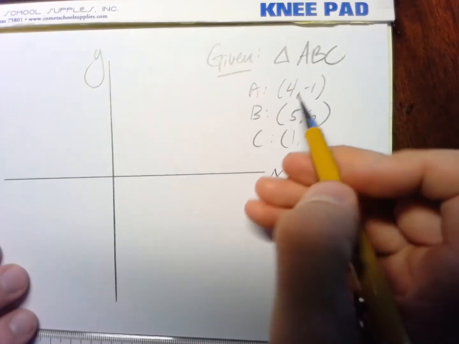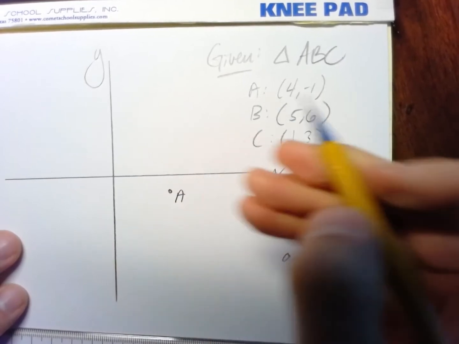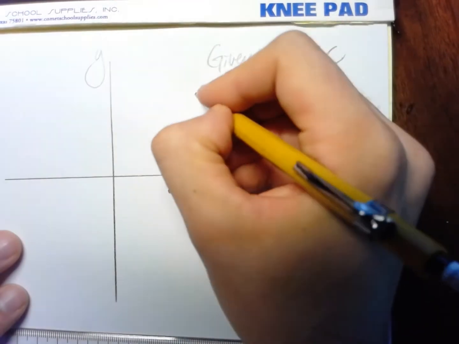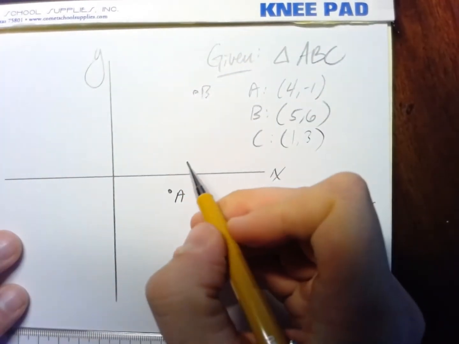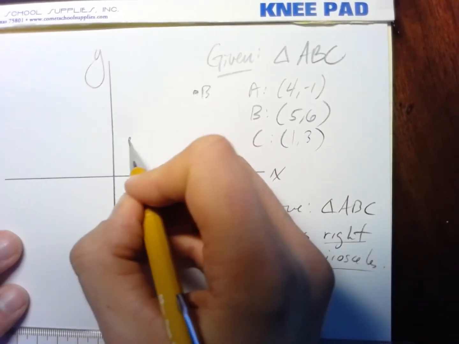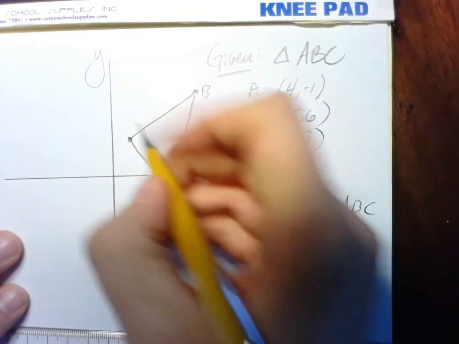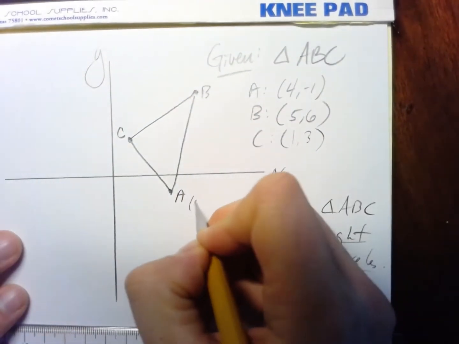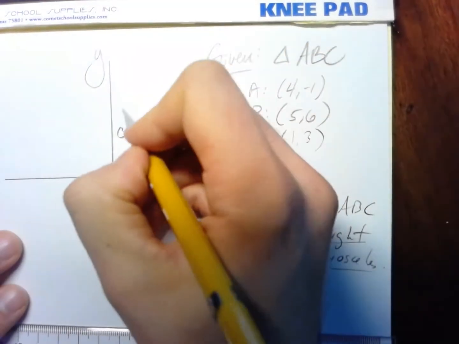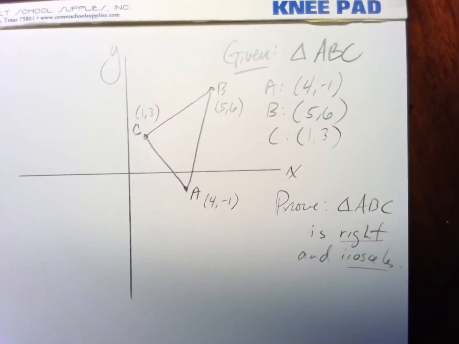So let's plot this thing. 4, -1 would be somewhere like here, and all this is doing is just helping me visualize this. B is (5, 6), so B is going to be way up here, and C is (1, 3). I'm just sketching this. It just is going to help me see it. So A is (4, -1), B is (5, 6), and C is (1, 3). Like I said, this is just helping me visualize this.